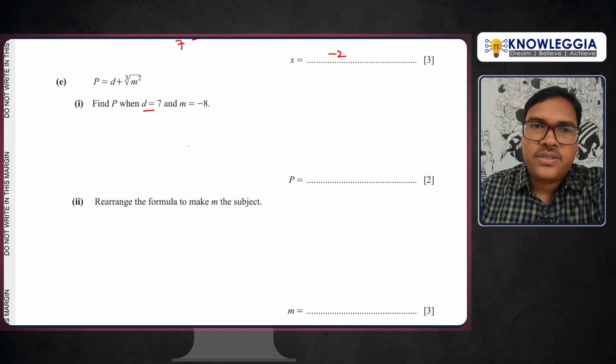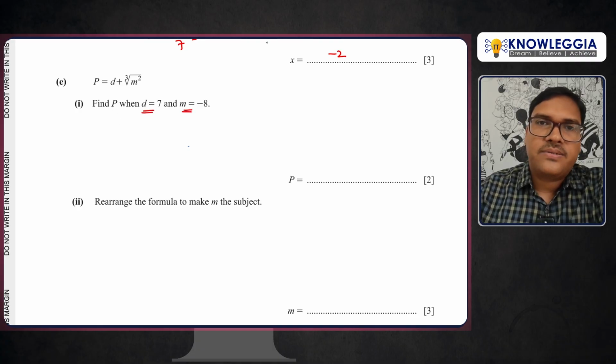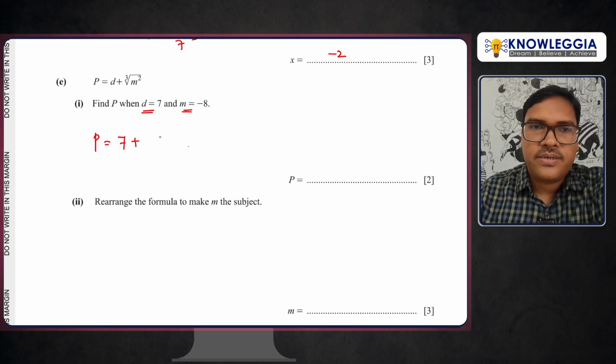Find p when d is equal to 7 and m is equal to minus 8. So you have to just substitute the values. So what is p? This is equal to d. What is this? 7 plus cube root of m square, that is minus 8 square. So what is this? You can say this is 7 plus, this is 64.